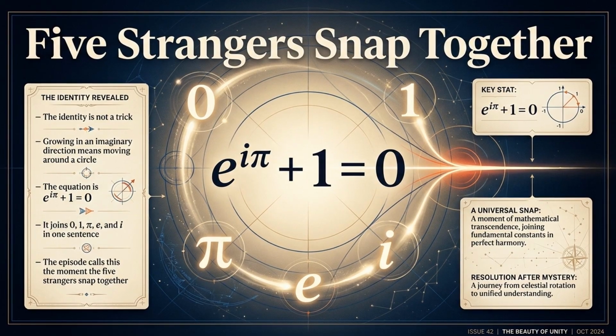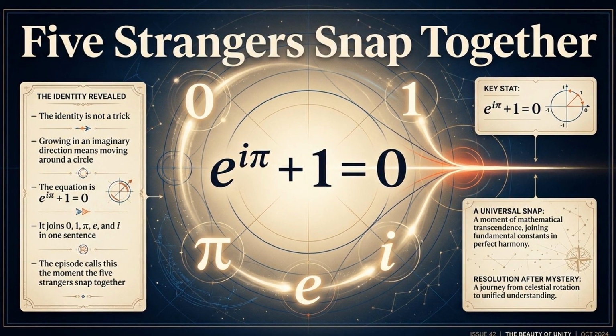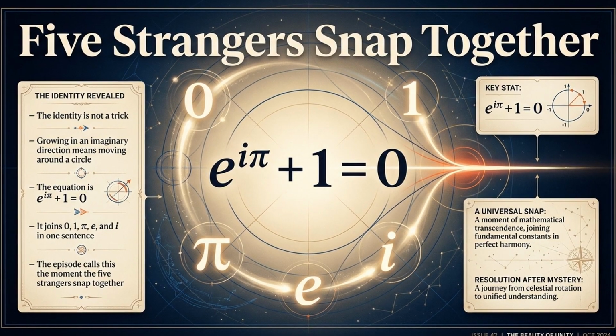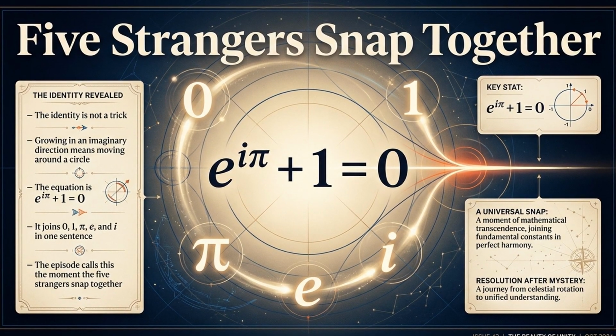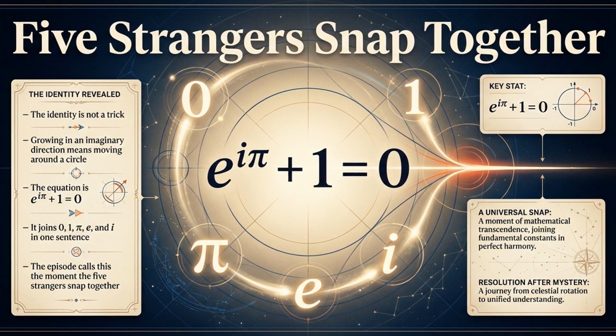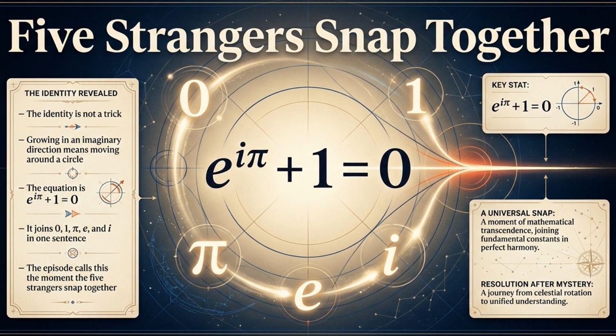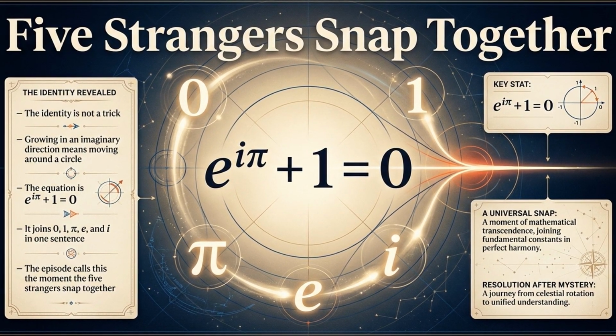If I means rotation and E means smooth growth, what does E raised to an imaginary power mean? It means smooth rotation. That is the whole door. The lovely identity is not a trick. It is the moment the blackboard admits that growing in an imaginary direction means moving around a circle.